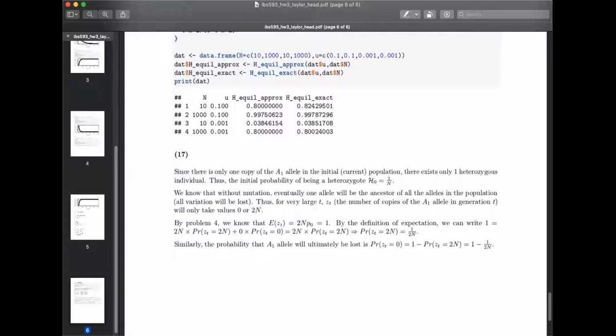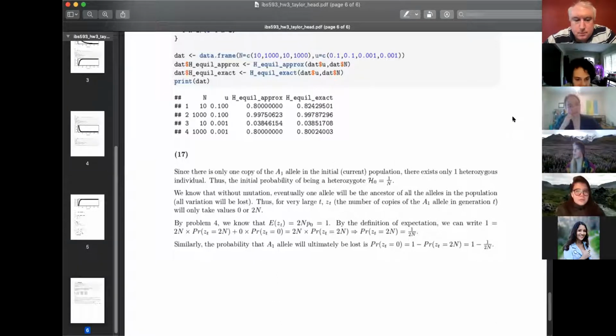So for problem number 17, we are considering a single locus with 2 alleles and no mutation. We're assuming that the A1 allele exists only in a single copy, so the initial frequency is just 1 over 2n. The current heterozygosity, the way I calculated, oh, I forgot to share my screen. Okay, so since there's only 1 copy of the A1 allele in the current population, I assume that means there's only 1 heterozygous individual, and thus the probability of being a heterozygote is just 1 over n.